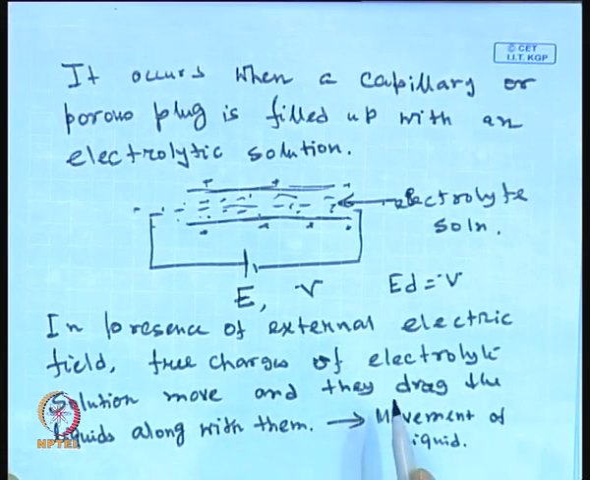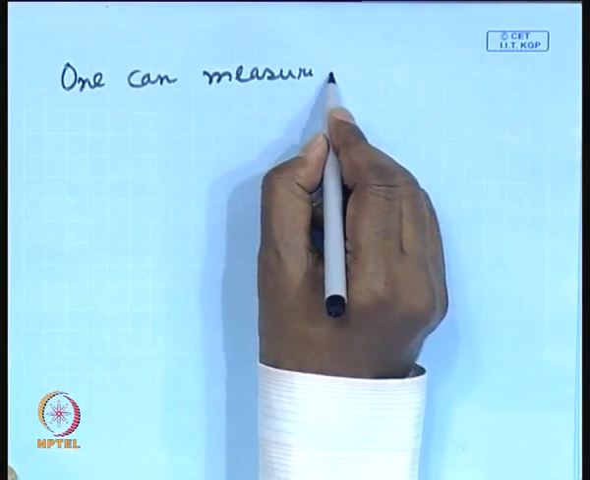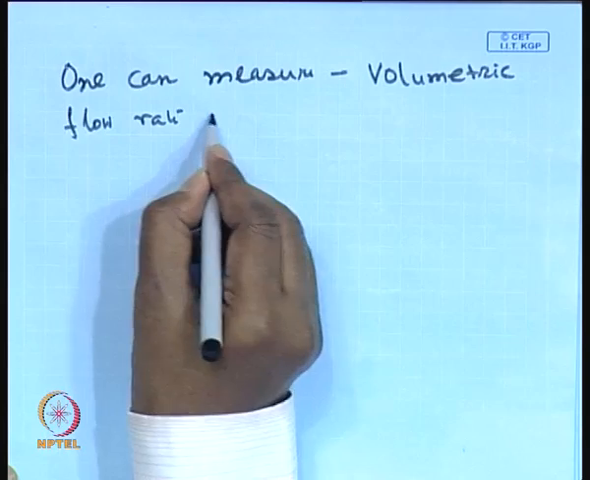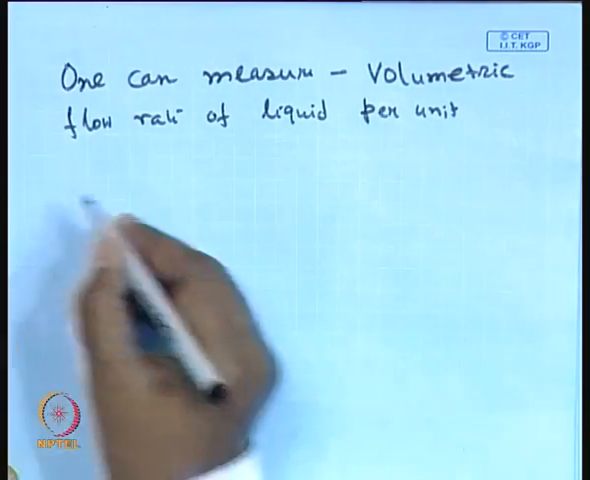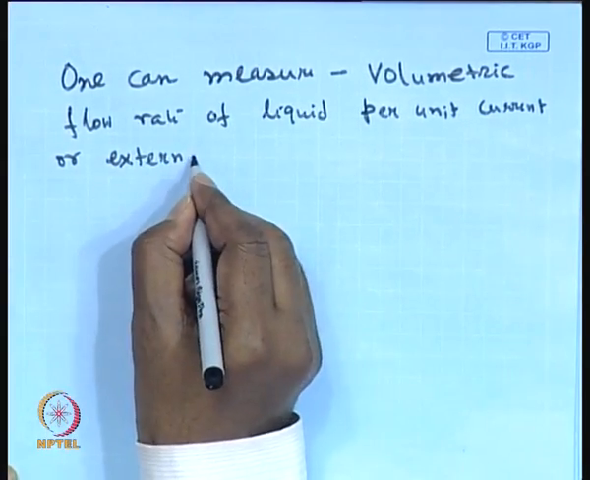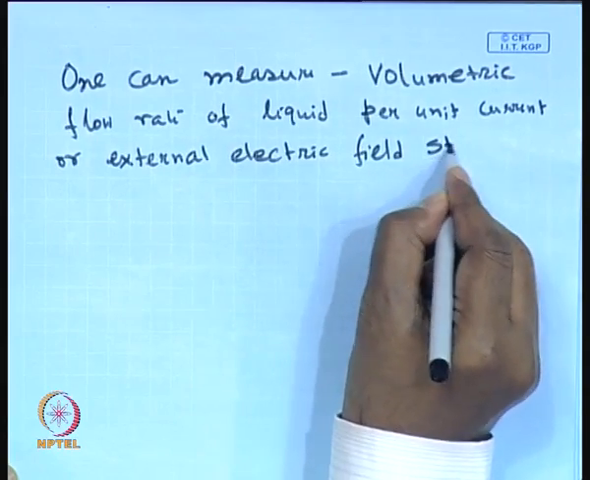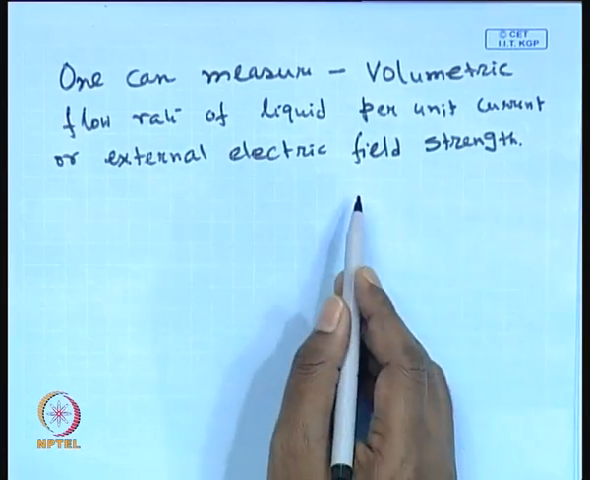This phenomenon is known as electroosmosis. Now, one can measure the volumetric flow rate of liquid per unit current or external electric field strength. So we can measure the volumetric flow rate, or electroosmotic flow rate, of the liquid per unit current or per unit external field strength.